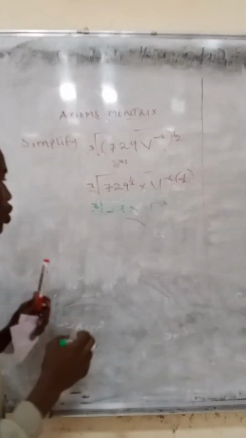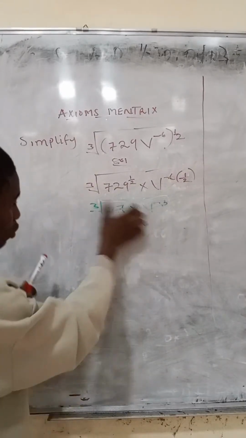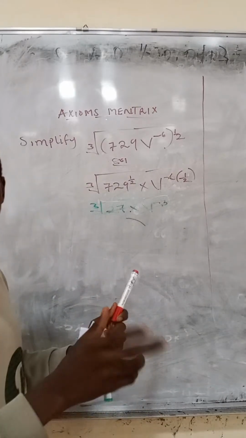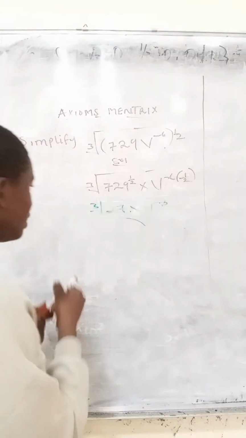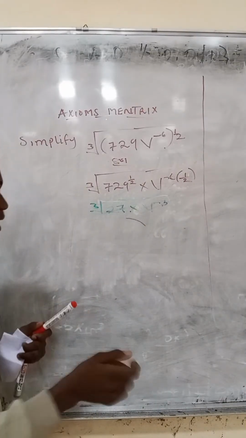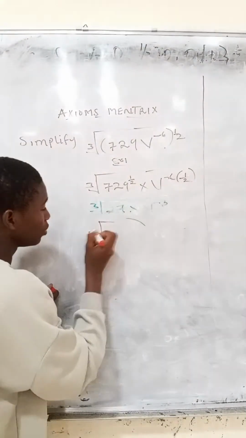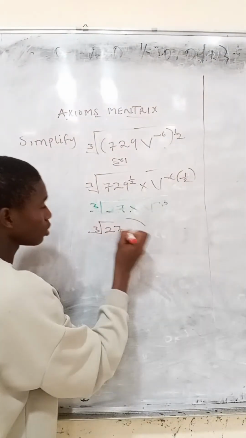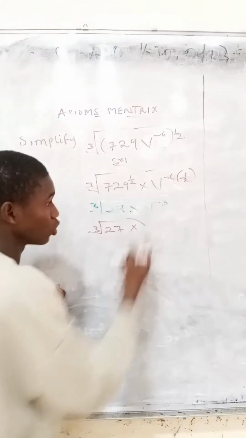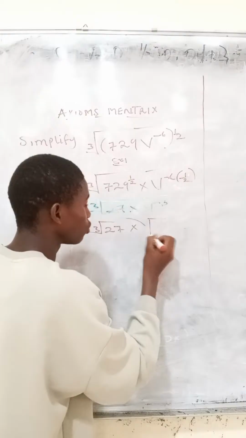From these points, again, this cube root that is here is for everything that is here. So from these points, this 27 is going to be carrying the cube root. Then the same thing applies to my V. My V is also going to be carrying the cube root.